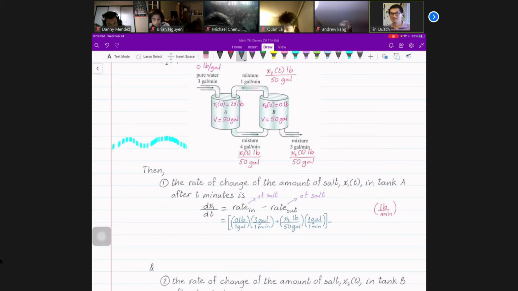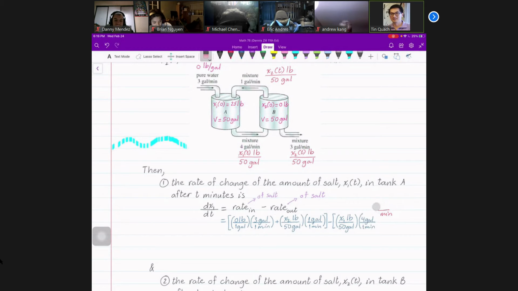coming out. So what is coming out? How many pipes are there for the liquid to come out of tank A? One. Only one, which is right here. So you just multiply these two together. You have x of 1 pounds over 50 gallons times 4 gallons over 1 minute.